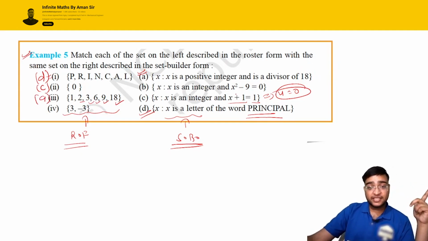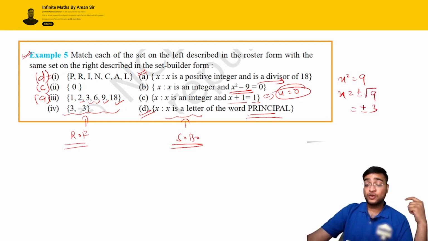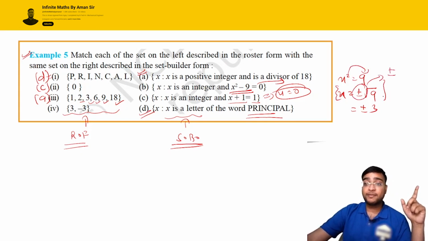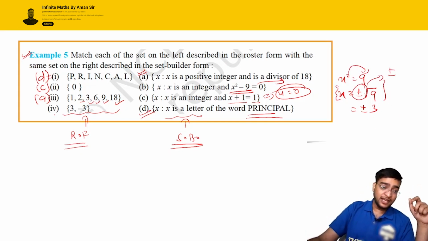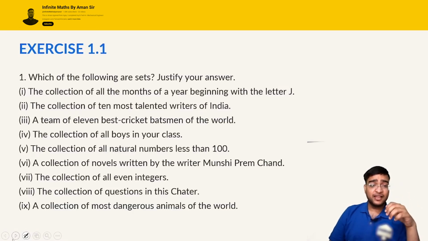And the B option is what? X is an integer, and this is the condition for x also. So you can say, sir, x square equal to 9. What is the value of x? That is plus minus under root 9, that is plus minus 3. You also know this from 10th class, where the square comes under root and the root comes with plus and minus. So this is the definite set, whose objects are 3 and minus 3. Okay sir, let's start the final example.